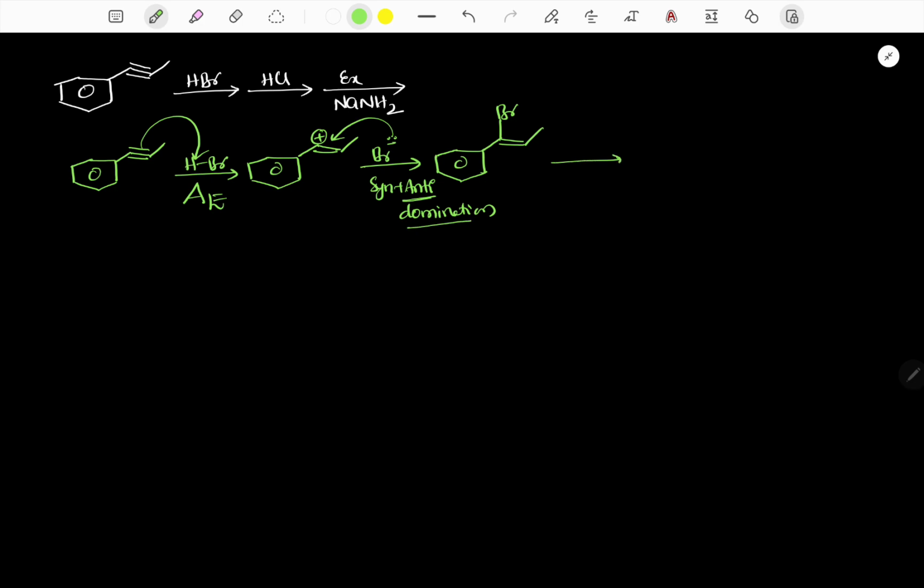Now again it is treated with HCl. It is called vinyl bromide. It is a vinyl bromide derivative. When the vinyl bromide derivative is treated with HCl, again the alkene reacts with HCl. Again it is electrophilic addition and forms a stable C⁺.